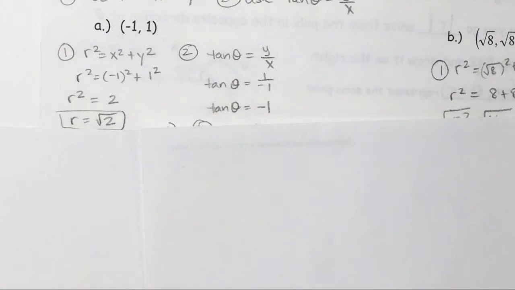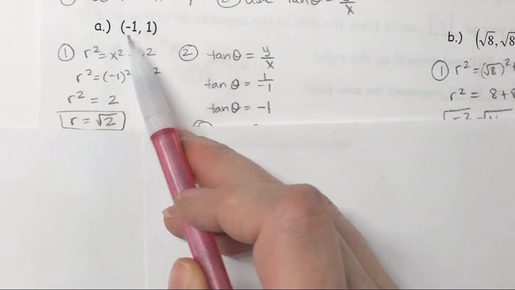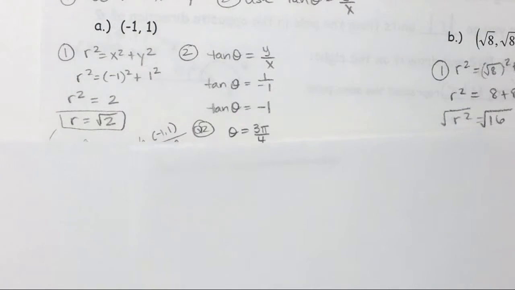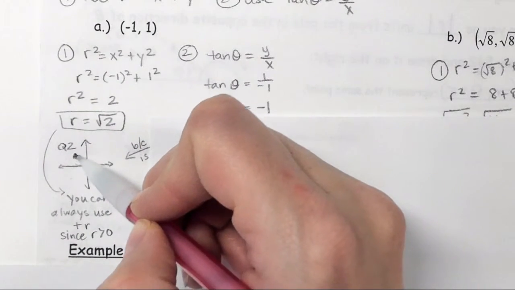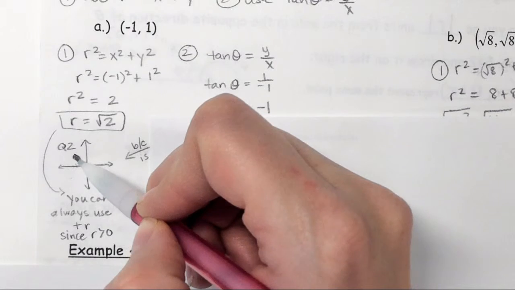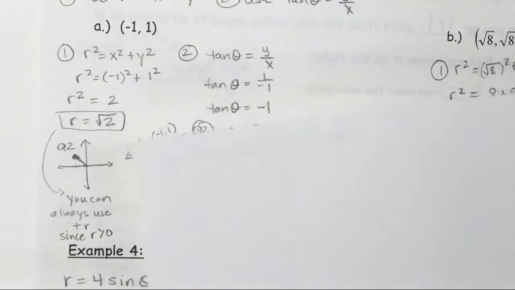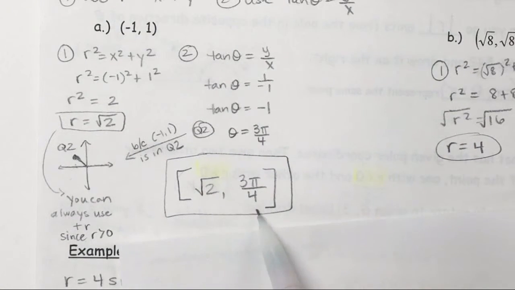What we want to do is plot this point, or really, a lot of you are going to be able to look at it and know. So if the x value is negative and the y value is positive, do you guys know what quadrant that is? Quadrant 2, okay? You can also plot it, which I did. If you plot it, you can go over -1, up 1, -1, 1, right? That's going to be in quadrant 2. So in quadrant 2, what theta value do we have for when the tangent's -1? 3 pi over 4. Okay, so now we have our R value and our theta value, and again, just make sure those are in brackets when you switch it to the polar coordinate.